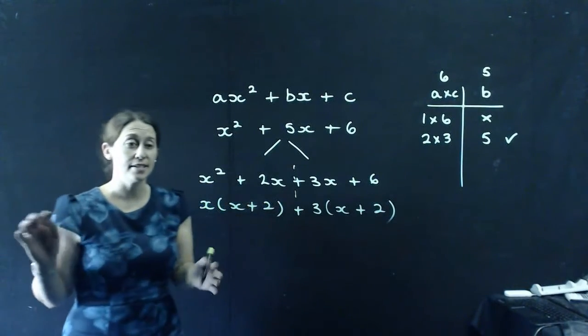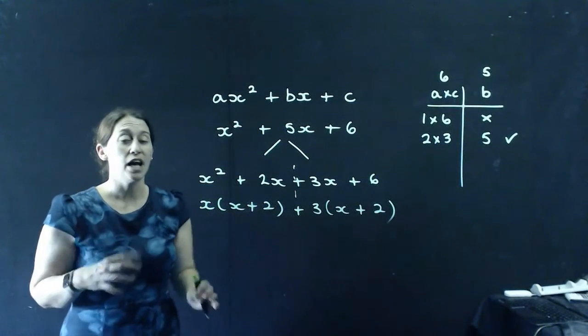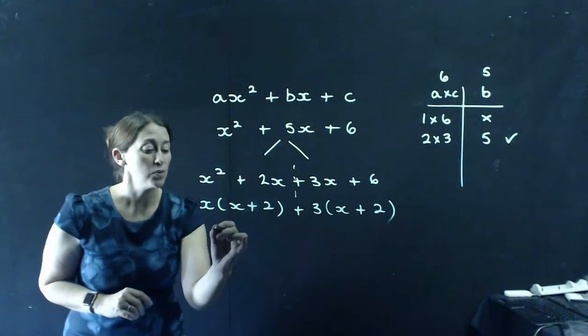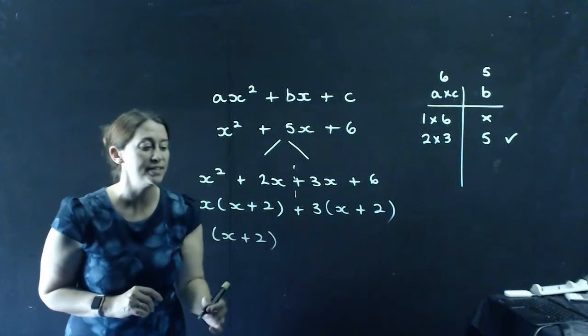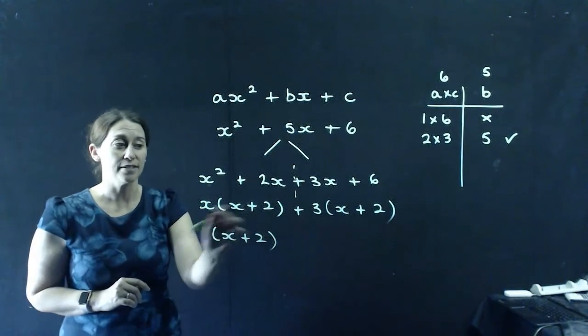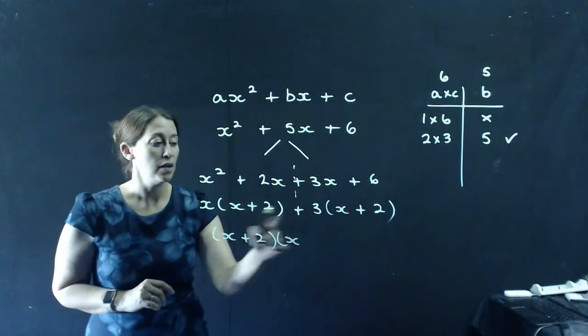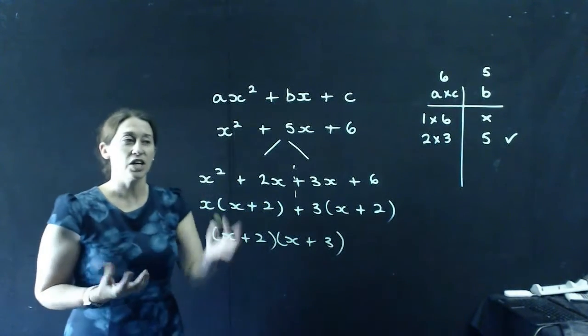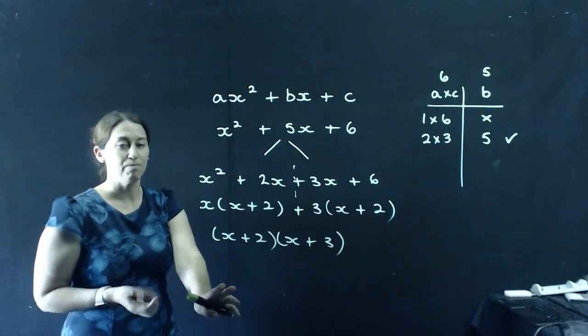Now I've condensed this into two terms. I can now say, right, both terms have a common factor of x plus 2. So we pull that out as a common factor, and we say to get this term, x is multiplied by x plus 2, and 3 is multiplied by x plus 2. What we've done is we've fully factorized this.